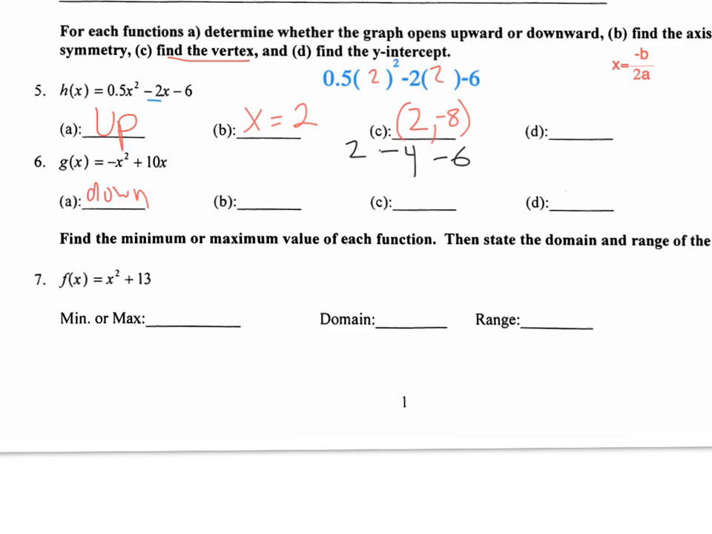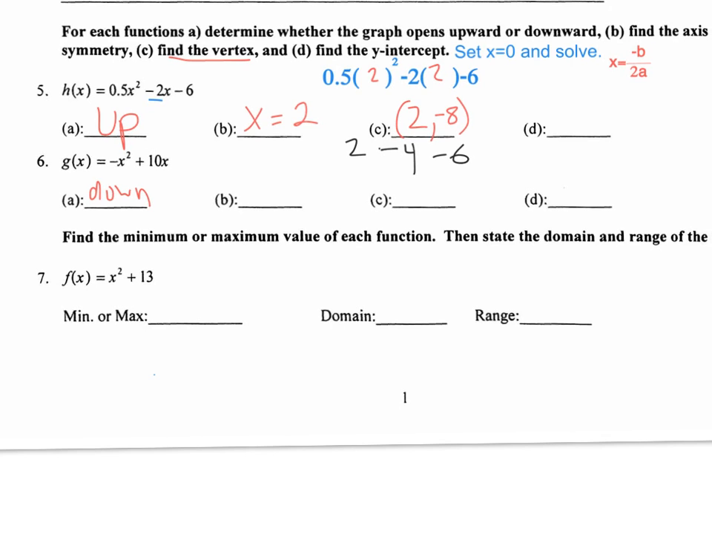So once again, to get the y-intercept, you need to set x equal to 0 and solve. And there we have the notes right there for the y-intercept, set x equal to 0 and solve. I could show my work, but it's really easy. If you plug in 0 here, 0 squared is 0, times anything is 0, 2 times 0 is 0, 0 minus 0 is 0, and 0 minus 6, your final answer will be negative 6.